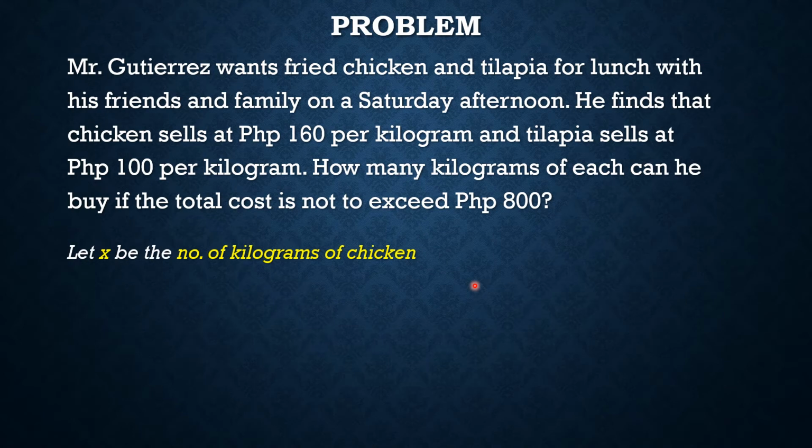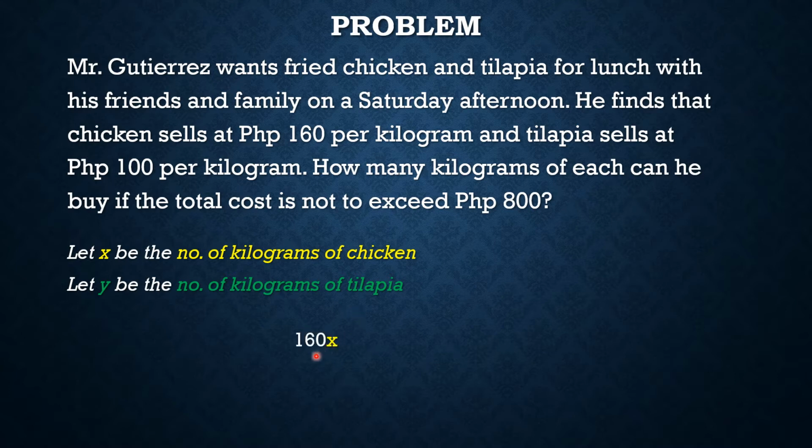Okay? So, we're gonna represent the two unknowns. First, we have X. So, we can represent the number of kilos of chicken as X. And we can also represent the number of kilograms of tilapia as Y. Because technically, ang tinatanong sa problem, no, ilang kilo daw yung mabibili niya, no? Basta hindi lalagpas ng 800 pesos yung gastos. Kasi 800 lang yung pera niya eh. Okay, so represent natin as X yung number of kilos of chicken and Y as the number of kilograms of tilapia. So now, let's formulate the inequality that we can get from the problem.